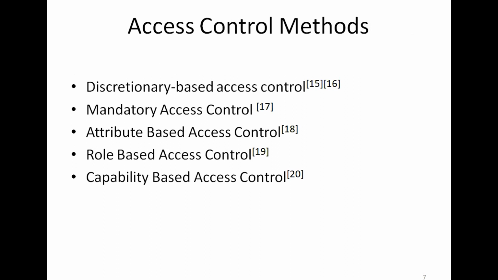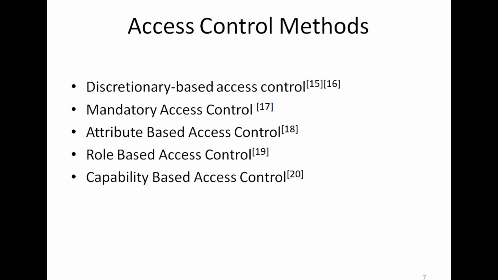In mandatory access control, hierarchical security structures are defined for access rights. Third one is attribute-based access control. In attribute-based access control, particular access rights are defined based on a set of attributes like the user's name, age, gender, object, locations, particular time, etc.